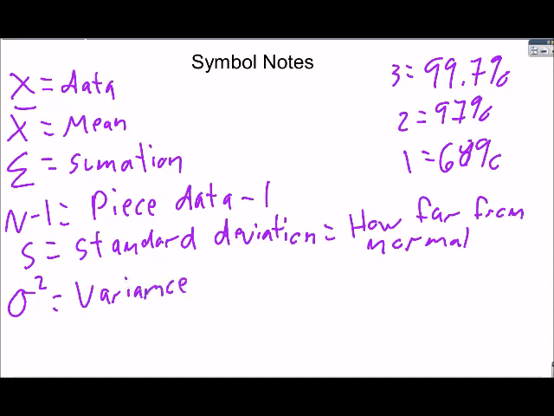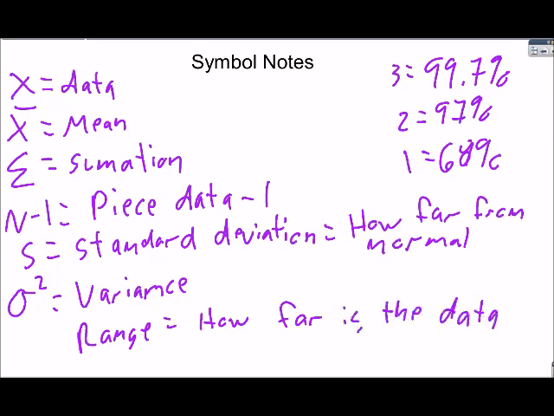And then just a quick reminder, range is how far apart the data is. So again, I asked people how much money they have on them. One person says $10, one person says $5. The range is me subtracting those and saying there's 5 between the data points.